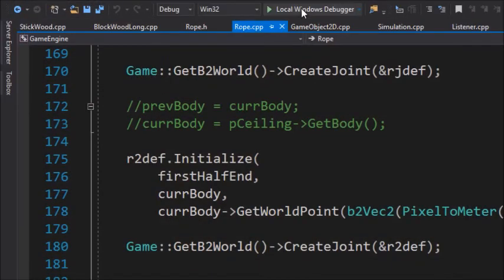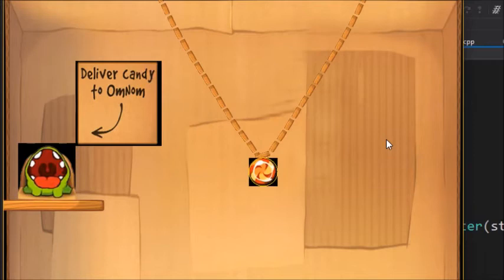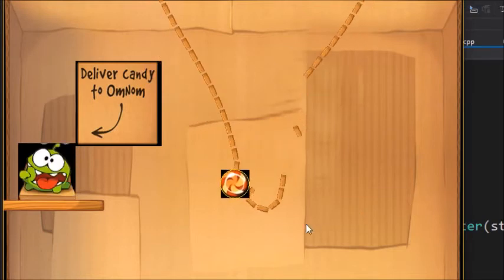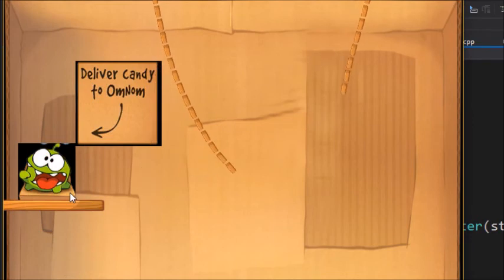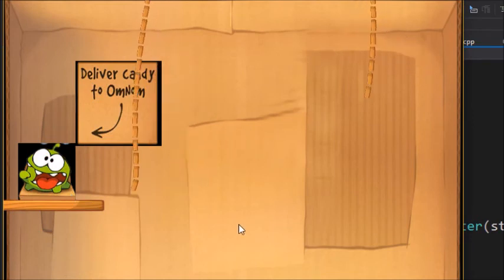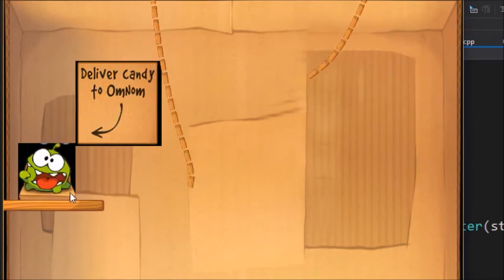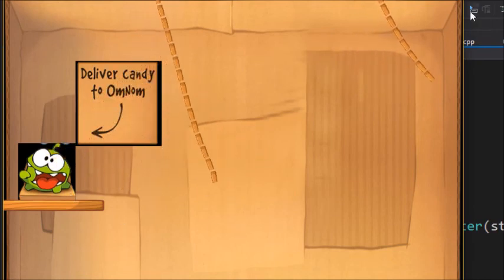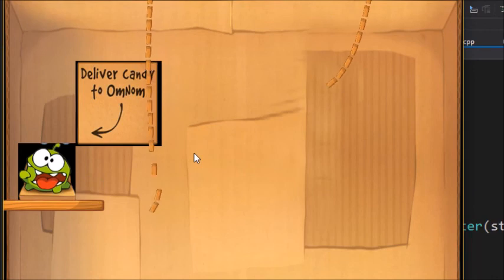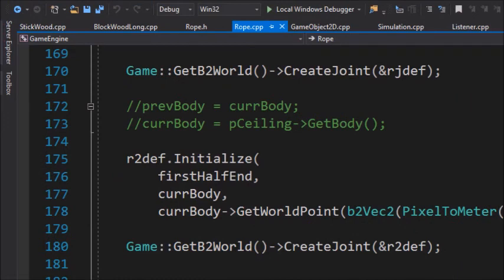Alright, let's do this one more time and give Om Nom his candy. Alright, so here we go. And there we are. Alright, and that's Cut the Rope. That's my second game. Alright, thank you.